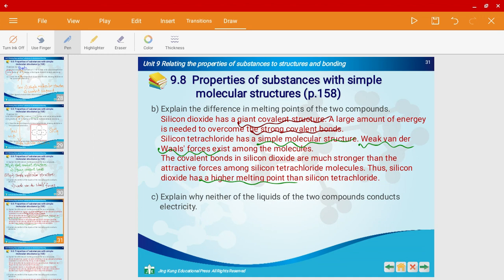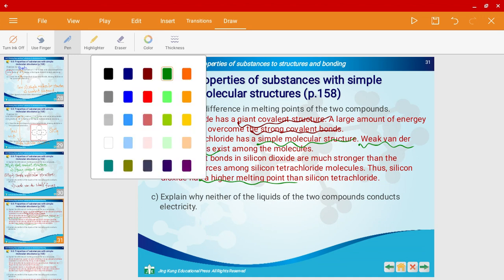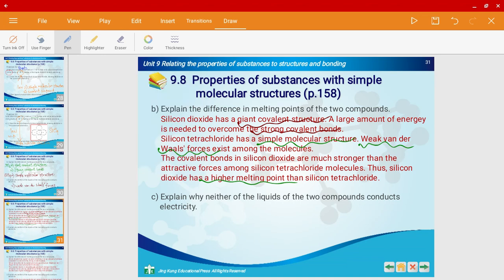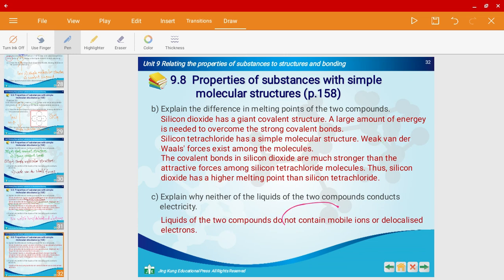Okay? Let's read question C. Explain why neither of the liquids of the two compounds conduct electricity. Why don't neither of them conduct electricity? What are the reasonable explanations for this? I've taught you many times. It's because there aren't any mobile ions, and there aren't any delocalized electrons. All right. So they do not contain mobile ions nor delocalized electrons.